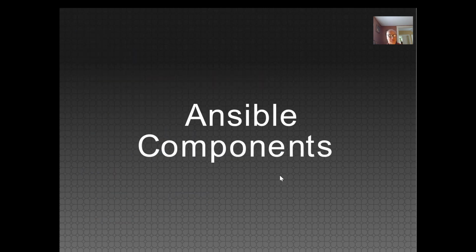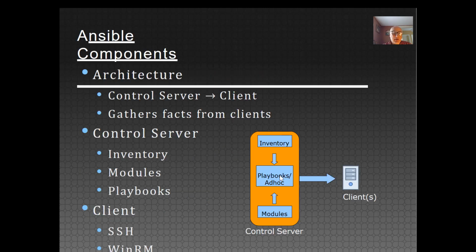So, Ansible components. The architecture is a client-server architecture. We have a control server, which I just call the Ansible server. On that control server, it interacts with the clients that are out there using SSH and gathers facts from those clients. Now, what does it mean to gather facts? It means that it asks the clients to tell the server all about how they're currently configured, what software is on them, what versions, all that kind of stuff. And then the control server knows about the clients.